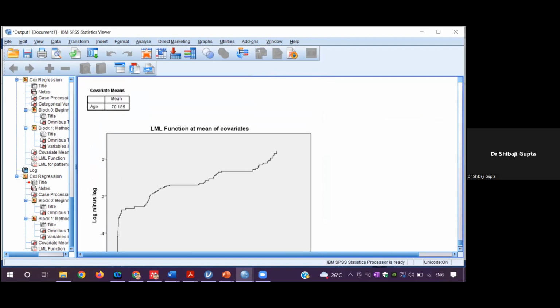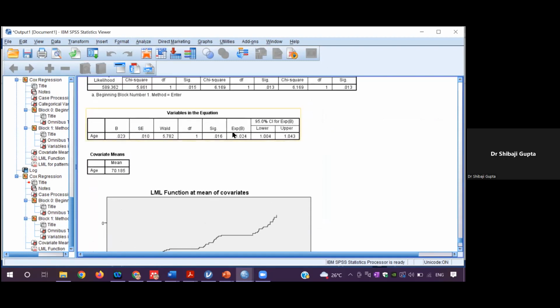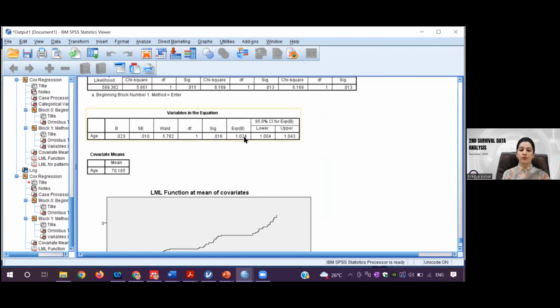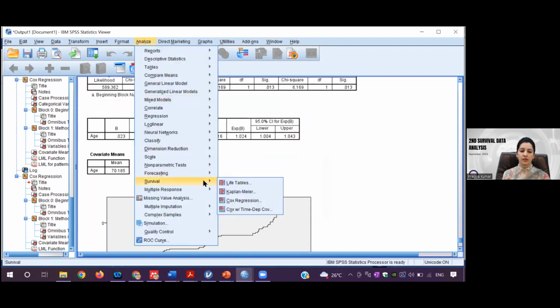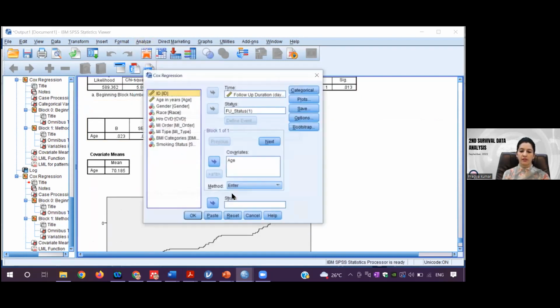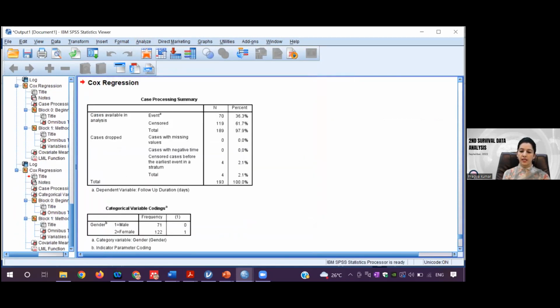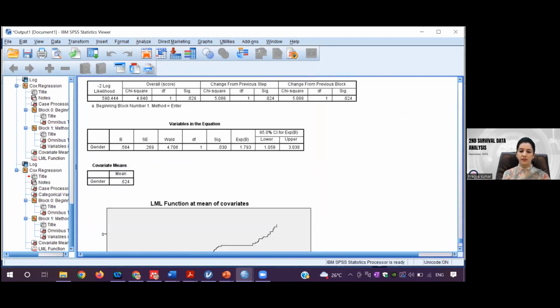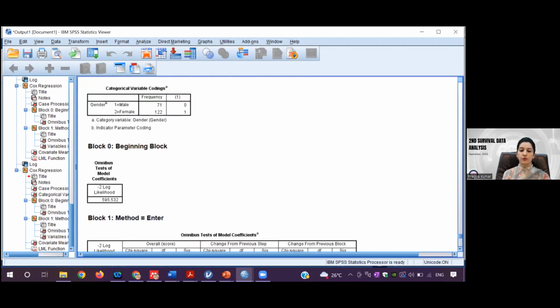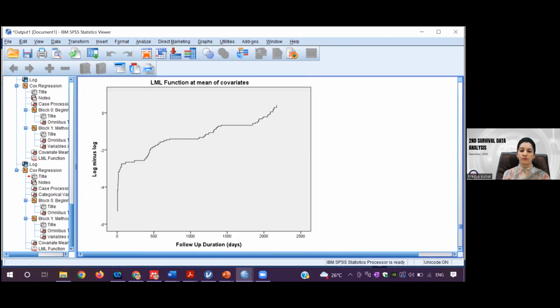So we only take those variables whose... So it is 1.024. Yes, you take one by one. Again, go to survival, Cox, you move this, put gender, again OK. See the value of gender. The value of gender unadjusted is 1.79. And if you see the adjusted one, it is 2.2.